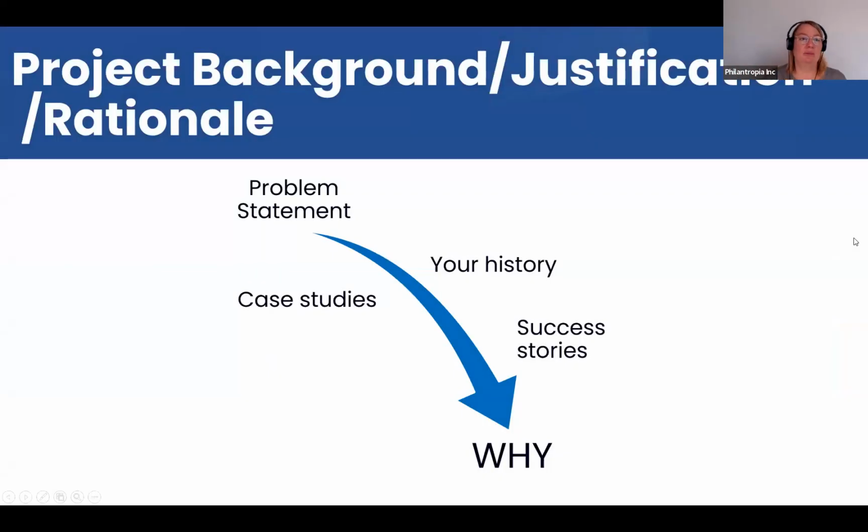Then you get to the project background or the justification, the rationale, the relevance, however you want to call that part. This is where you explain the problem. So you start with a problem statement. What is the actual problem in the community that you want to work with? What is the problem that you want to work on? And then you have to explain that as well as possible.